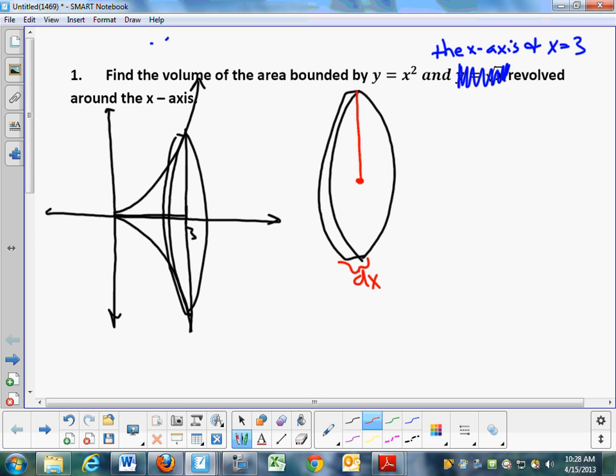Would you agree that that red line represents the radius? Radius is equal to x squared.